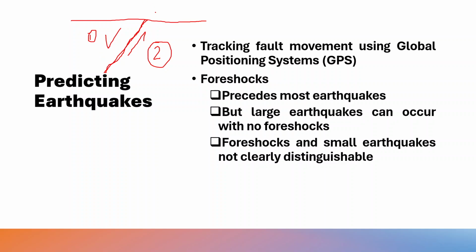So basically, this is tracking of fault movement using the global positioning system. All of you are familiar with GPS, right? Many of you are using it on your phone. What seismologists do is they know where a fault is present, so they put GPS units in different locations and monitor the change recorded over time. So they will know at what rate that fault is moving.